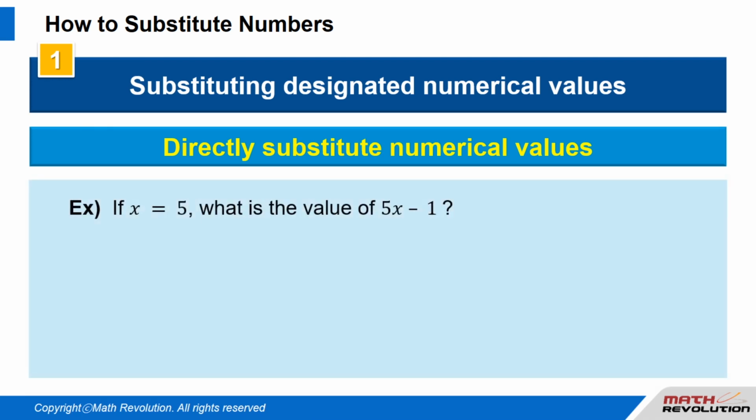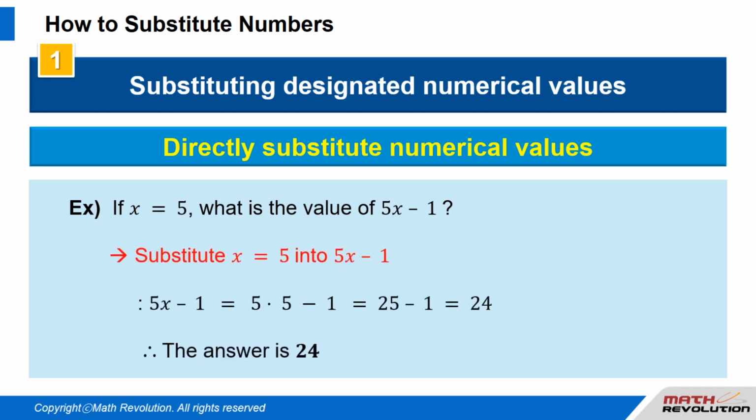For example, if x equals 5, what is the value of 5 times x minus 1? We can substitute x equals 5 into 5 times x minus 1 to solve this question. If we do so, we get 5 times x minus 1 equals 5 times 5 minus 1 equals 25 minus 1, which equals 24. Therefore, the answer is 24.